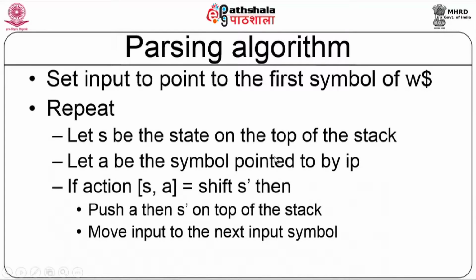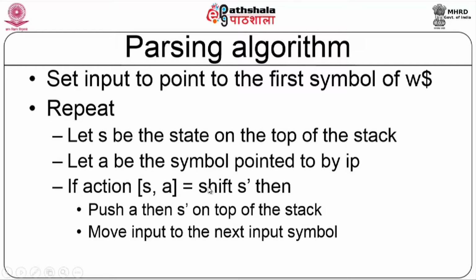Set the input pointer to the first symbol of w$. Again, here you are trying to terminate your input string with a $. Now, I have to repeat, okay, this is to be repeated. Let S be the state on the top of the stack and let a be the symbol pointed to by ip. So, S is on the stack, a is your input. So, check the action of S comma a in your parsing table.